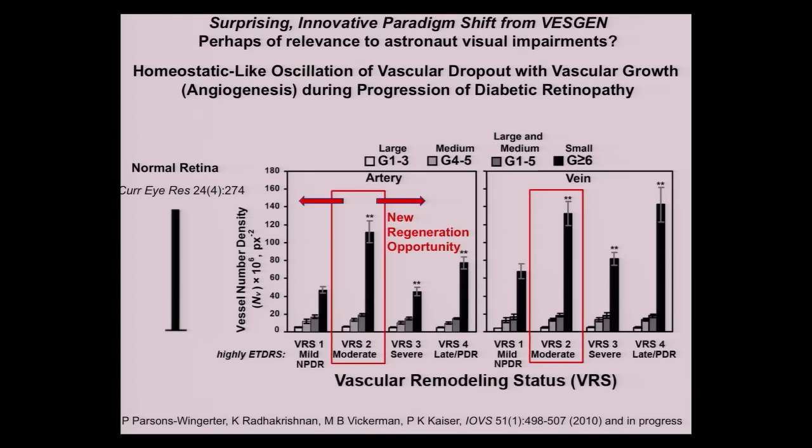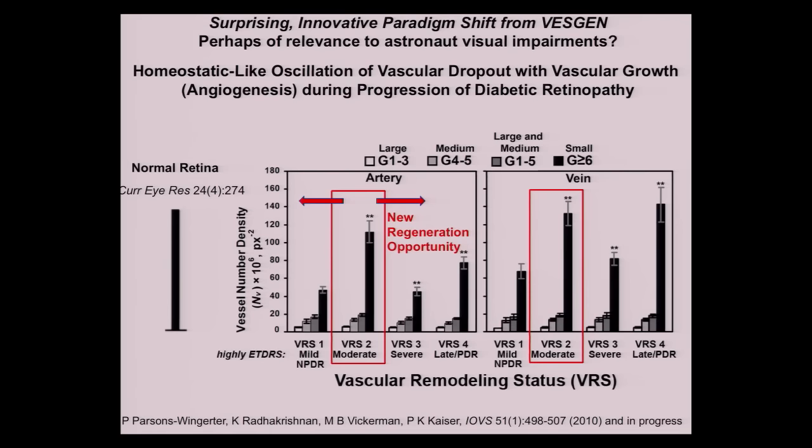So we were surprised to discover that there was actually a very strong regeneration of the small vessels as measured by the VestGen analysis at an early stage of the disease, because the prevailing paradigm for some decades has been that the vessels simply drop out in early stages and then regrow abnormally at the late stage.